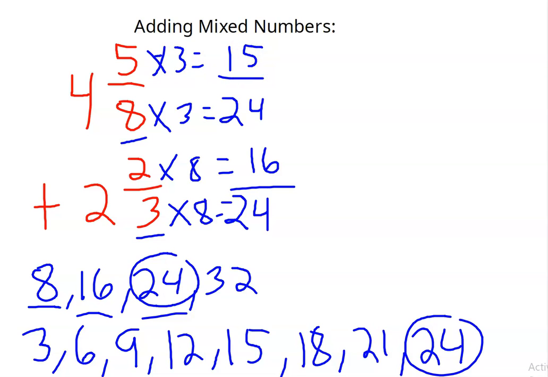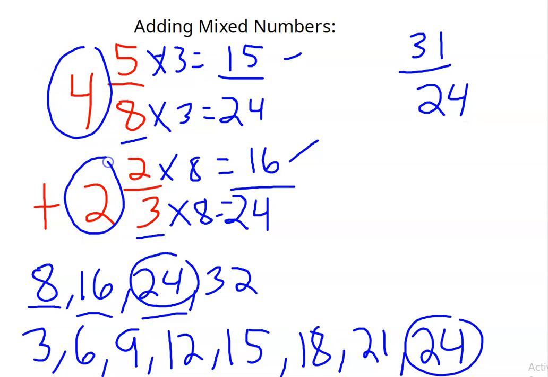Now I will add my numerators. So 15 plus 16 is 31 over 24. And I have my 4 and my 2. So 6 and 31/24. Am I done? No. Unfortunately, I have an improper fraction again. And by the way, you'll know you're going to have an improper fraction if you add two fractions that are greater than a half. It's going to go over a whole. So this did happen here.